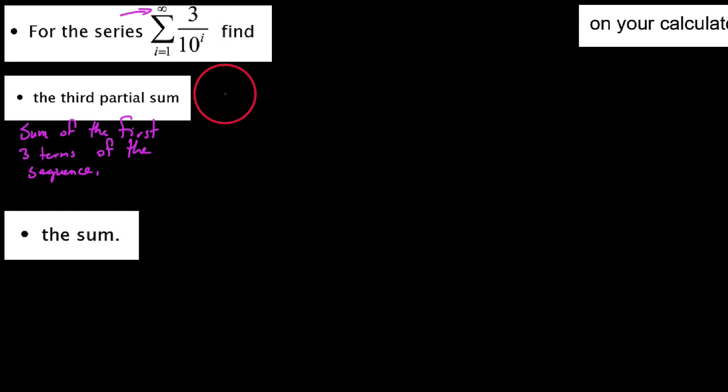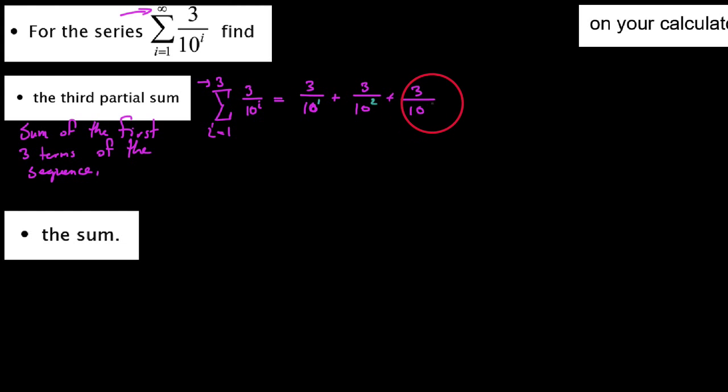Here's our rule right here. We're going to rewrite it a little bit. We say i is equal to 1, and up here, instead of ending in infinity, we're just going to stop at 3. We're going to stop at the third term. So our rule is still 3 over 10 to the i'th power. We'll write out our sum. Our first term is what we get when we plug in 1 for i, plus 3 over 10 to the second, plus 3 over 10 to the third. This would be our third partial sum right here.